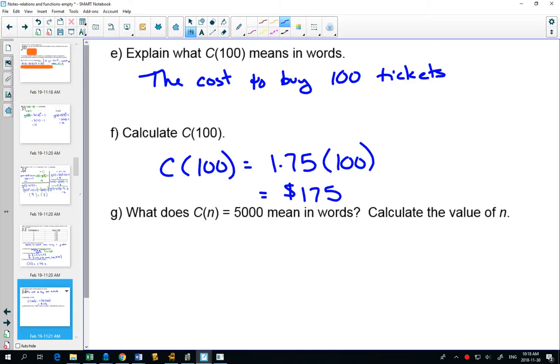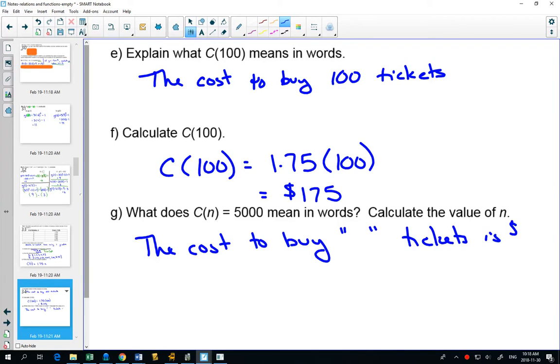Okay. What is C of something equals? This means the cost of all of those. The cost to buy how many tickets? The cost to buy n tickets is $5,000. That is an N. How many tickets could you buy?